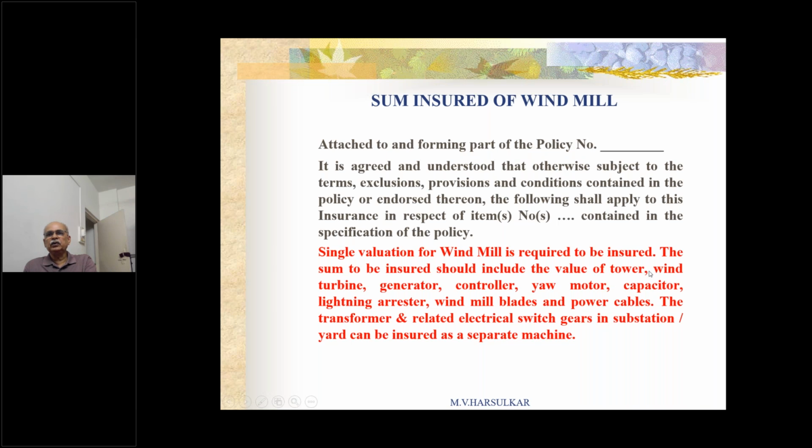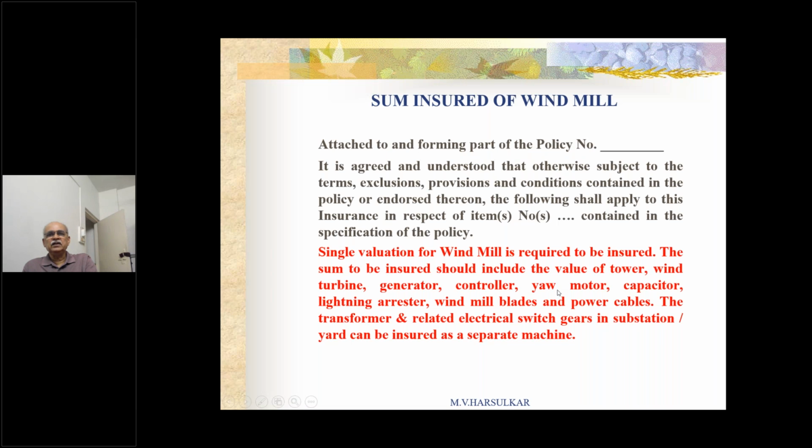In a normal machinery breakdown policy, you may give separate values for these: generator, wind turbine, tower, yaw motor, capacitor bank, lightning arrestor, maybe separate value for power cable. But here, only one single value has to be insured for all these items. What are the other parts, the machines which can be separately insured? Transformer and related electrical switch gears in the substation and yard can be insured as a separate item. But all these other things, they are in the wind tower, all these parts. So it has to be insured as a single item.